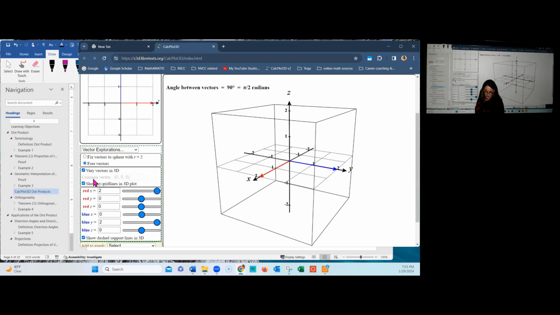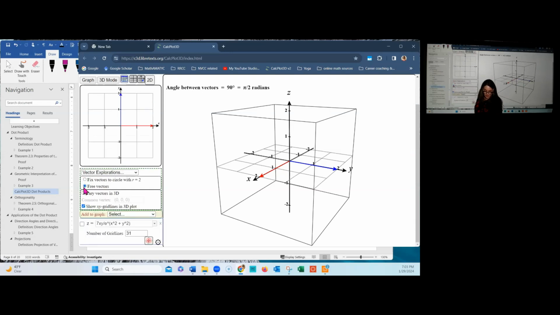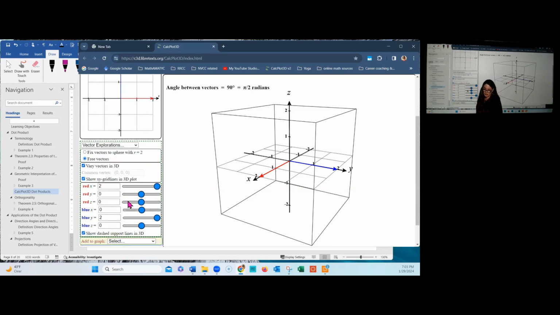When I click on free vectors, it opens up this menu that you see down here. Now, if I don't click on Vary Vectors in 3D, then the default is just 2D. So if I come back to here and do free vectors, I just get 2D vectors. And I want 3D vectors, so I click on Vary Vectors in 3D. So you'll see the red, of course, is in red. It's spelled out for you. And you can also see the components, the X, Y, and Z.